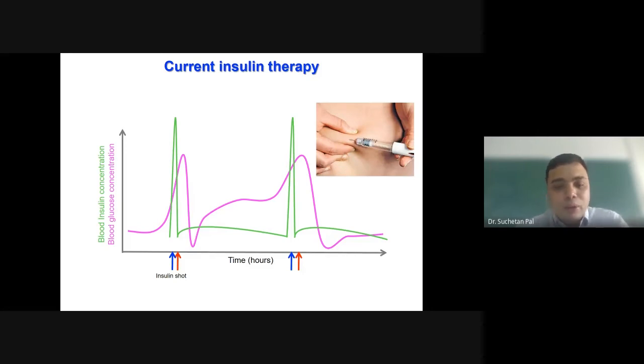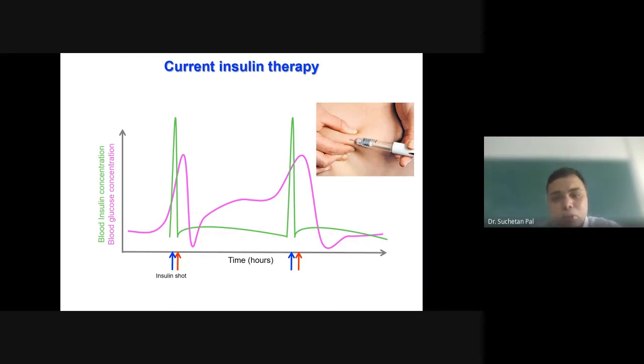And the most horrible thing about this insulin therapy is you have this kind of pinching every time you take an insulin shot. And then sometimes your blood glucose sugar level goes down below the average blood glucose sugar level, which is called hypoglycemia, and that is actually very, very fatal. People might die because of the hypoglycemia immediately, after maybe half an hour.